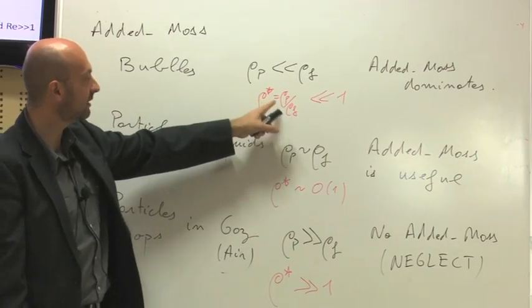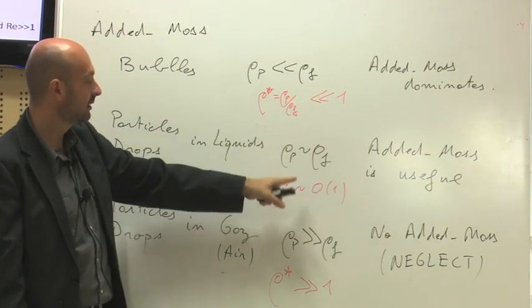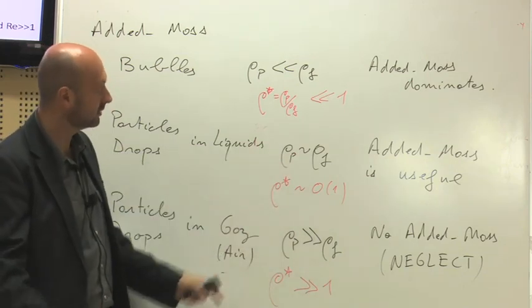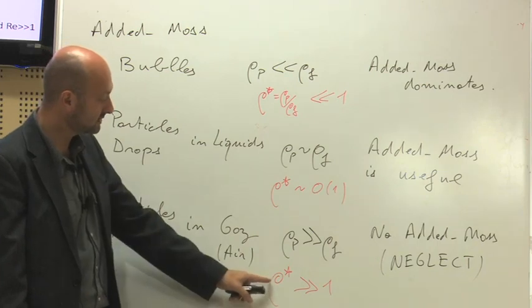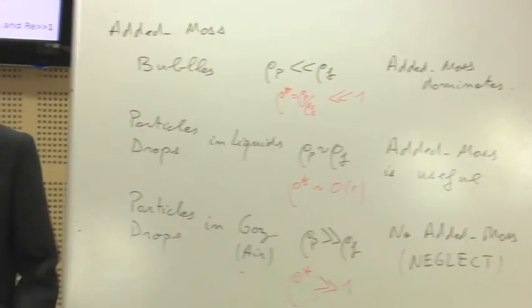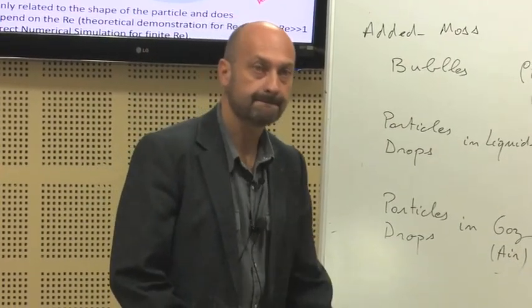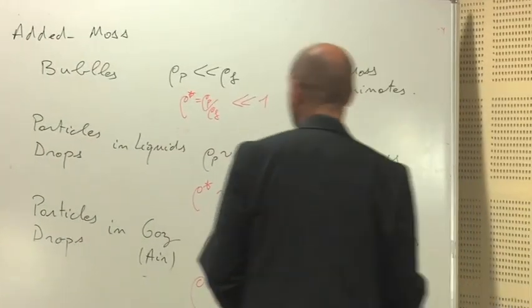Okay, so everything is driven by rho p over rho f. I call it rho star. If it's much lower than one, added mass is dominating. Order one, added mass is one effect, is important, but not driving the whole thing. And if rho star is much higher than one, then you can neglect the added mass effect. Okay? So now we have to look at the equation and see what we can do with the equation.